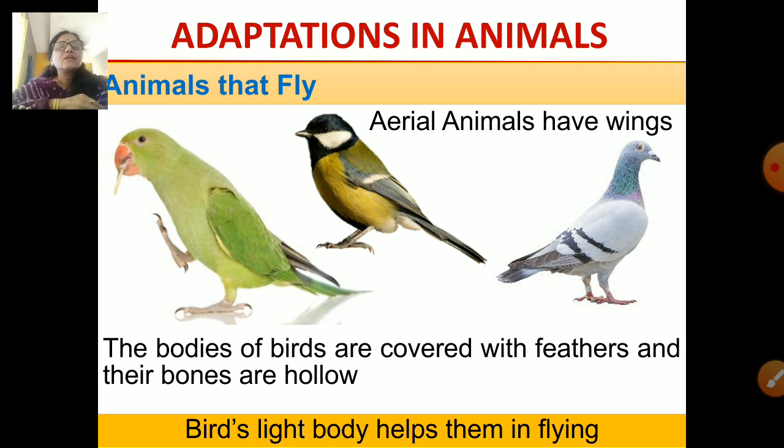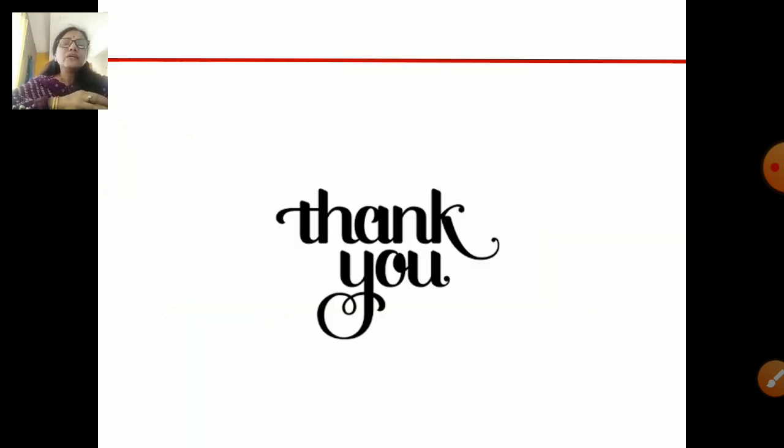Right, children? So today we discussed the adaptations found in animals for their habitat. In the next part of revision, we will discuss further the adaptations found for their food.